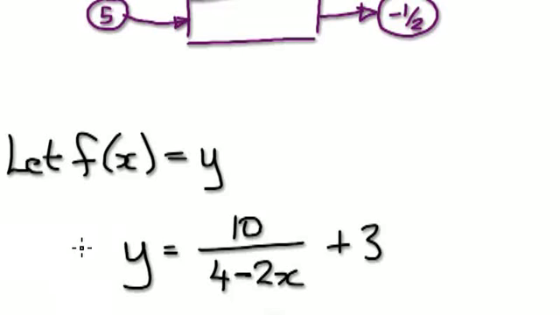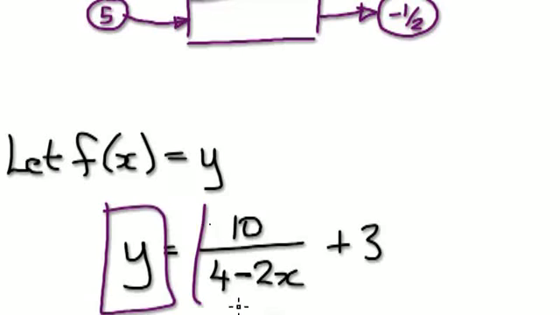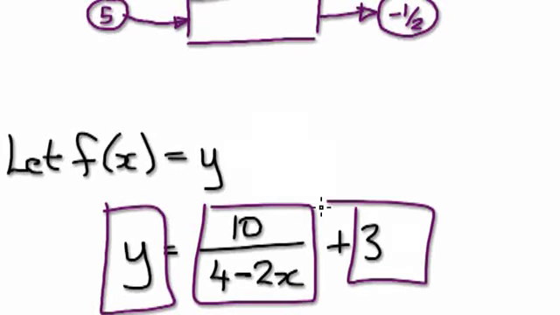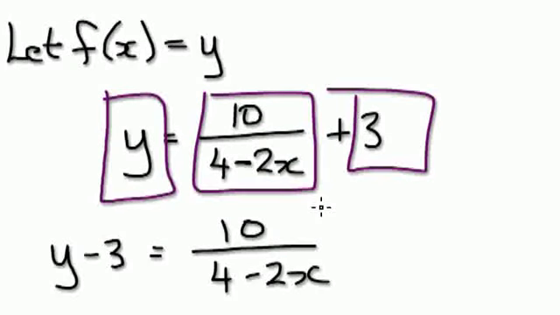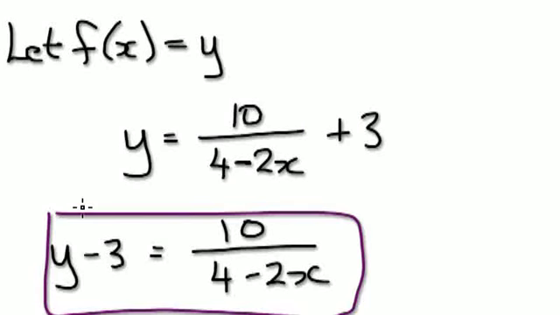So currently you've got this block equals this block plus this block here. Keep an eye on x, we're trying to make x the subject. So take away 3 from both sides. That will give you this here.